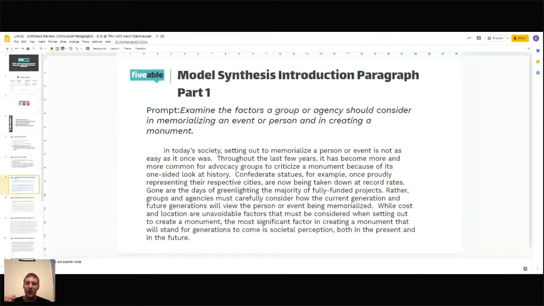So synthesis could give you one of two types of prompts. One could say take a position on, and it's just like argument then. You're agreeing, disagreeing, qualifying. Or one like this where you're determining factors. And here in my thesis, I have to say what the most important factors are. We want to make sure everyone's getting the thesis point.